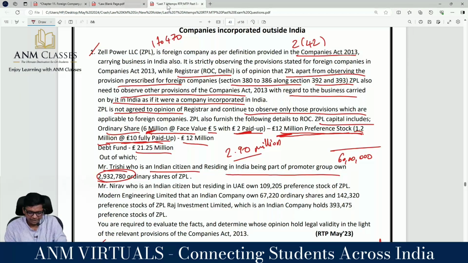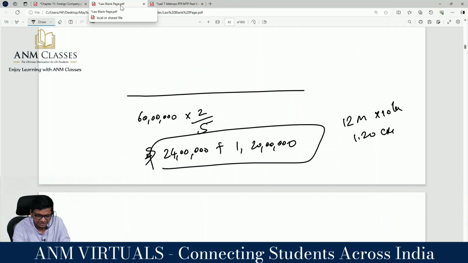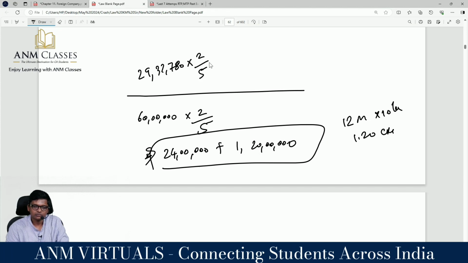Now come to the numerator. In this, Trishi, who is an Indian citizen residing in India, being part of the promoter group, owns 29 lakh shares approximately. So for Trishi it will be approximately 29 lakh 32,780 into 2 by 5. Correct, as number of shares into 2 by 5.